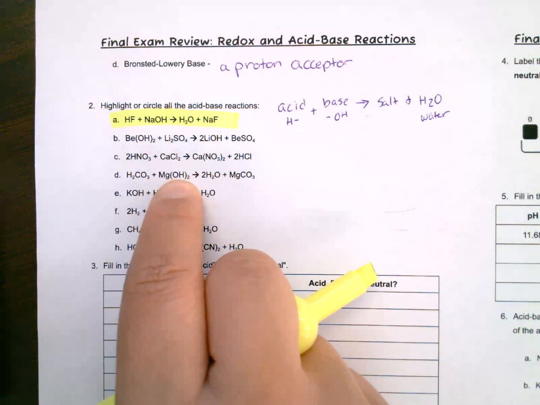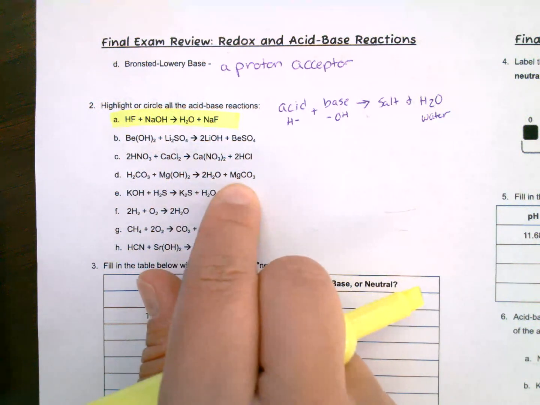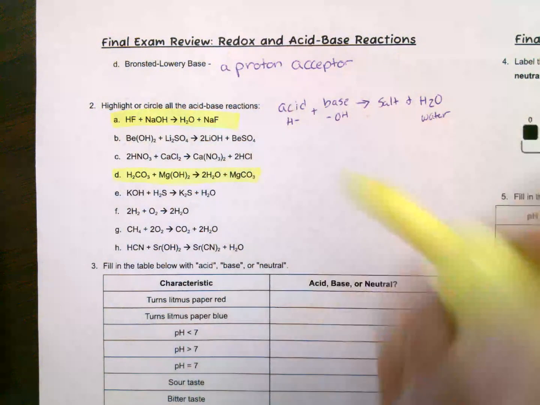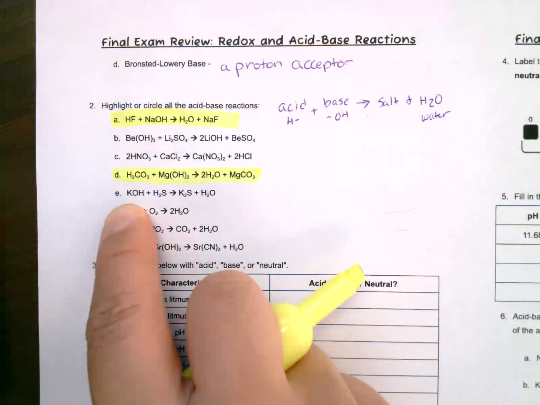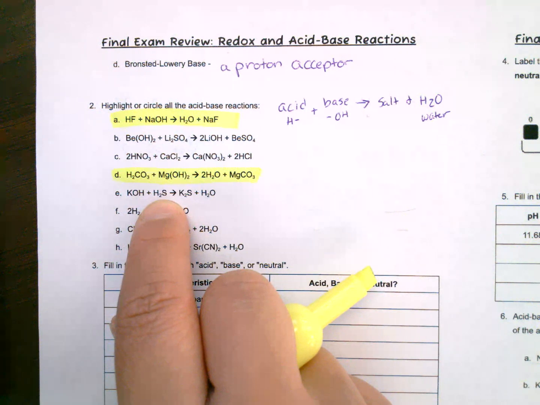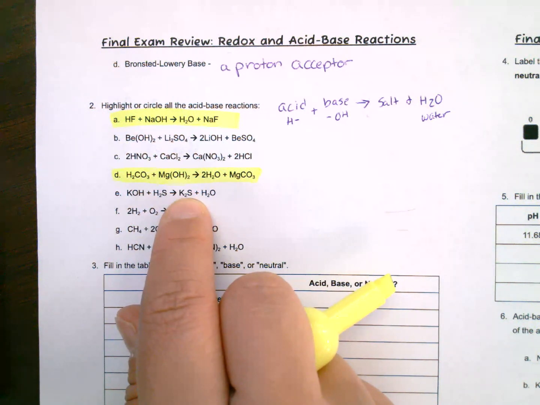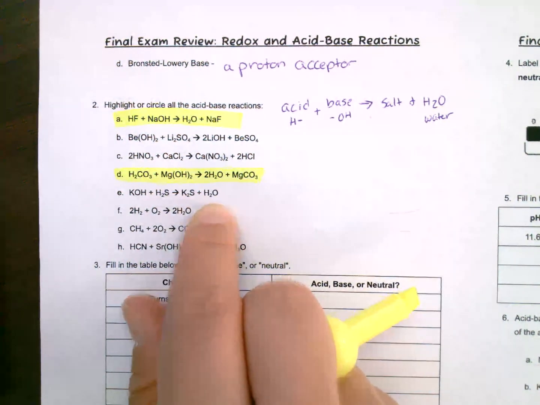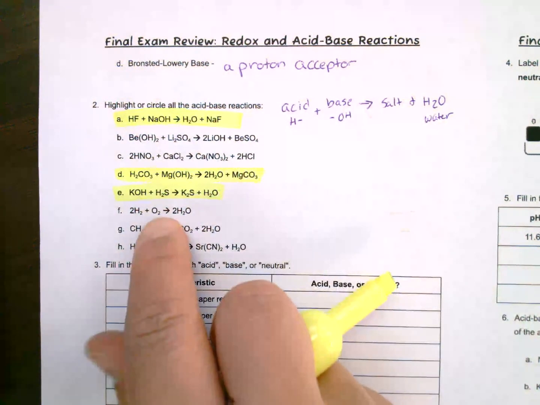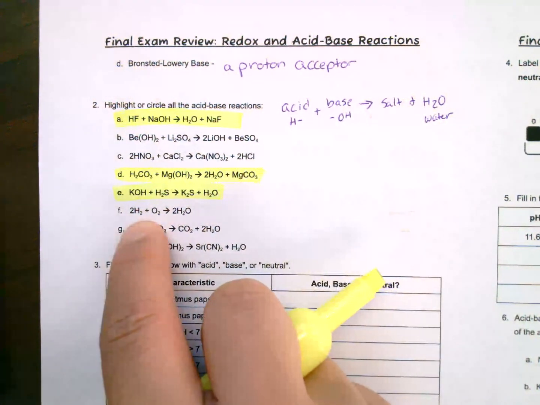D, we have our acid. OH is our base, we're making water, and MgCO3 will be our salt. So D is an acid-base reaction. E, we have OH as a base, H2S is our acid, we have K2S, which is our salt, and H2O, which is water. So this one is an acid-base reaction.